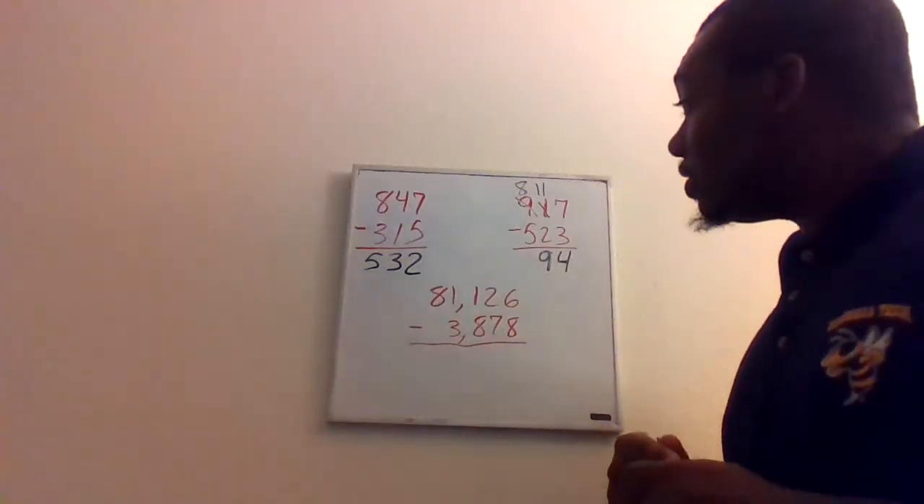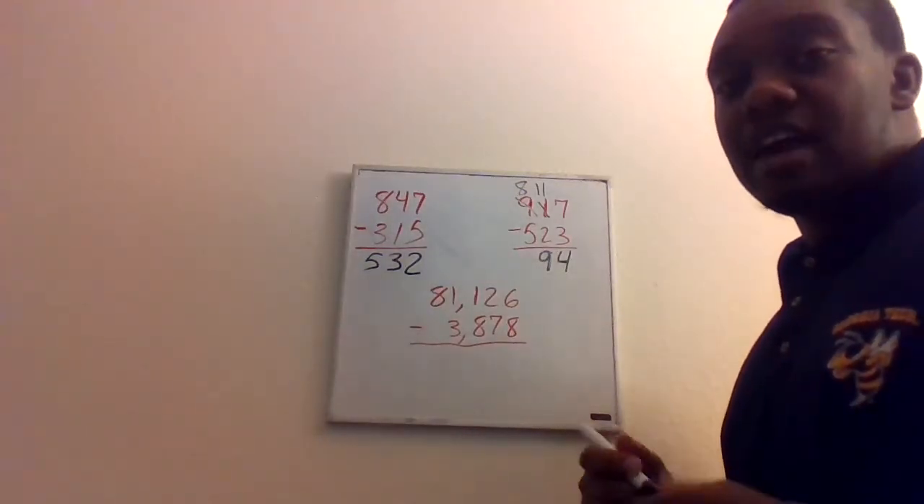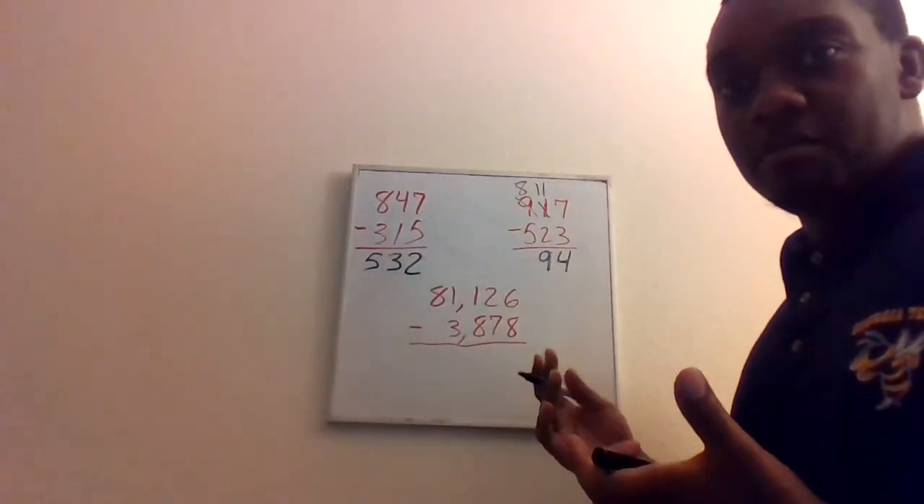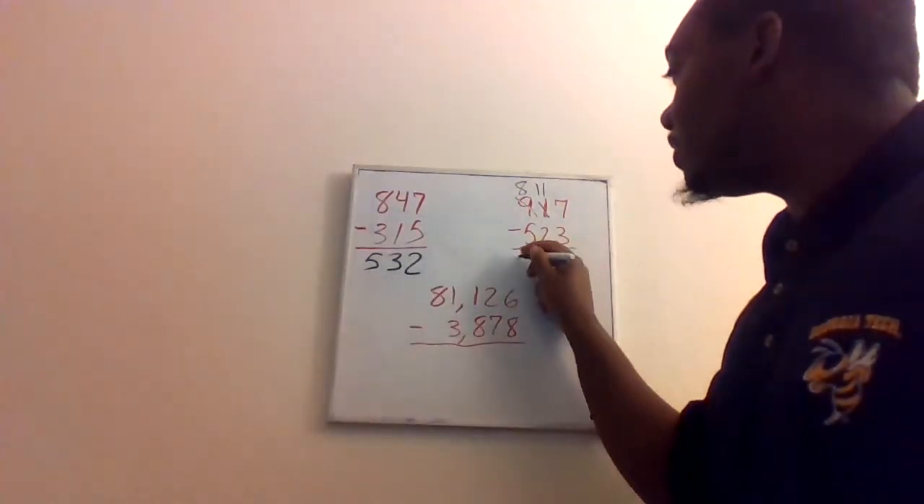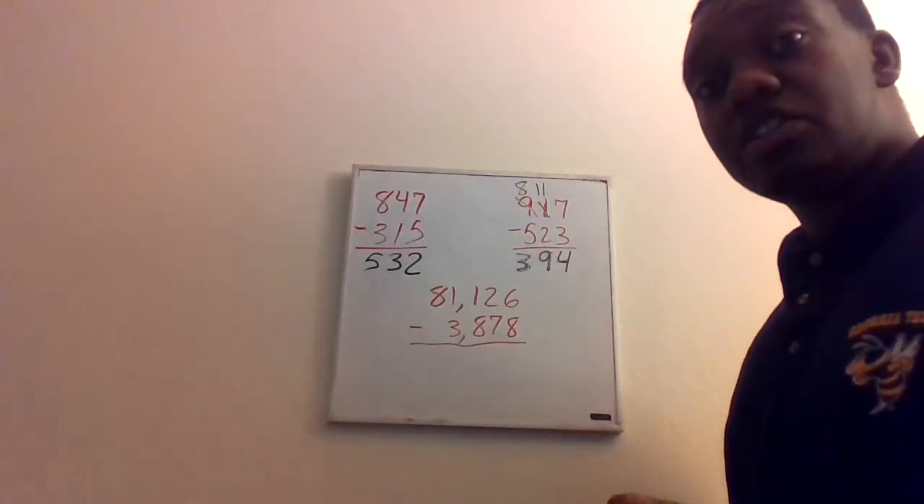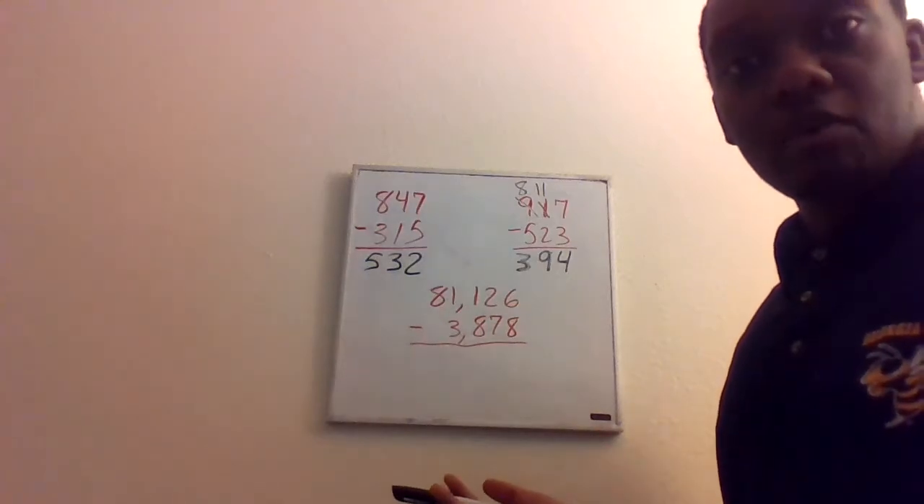Okay, and I can still do the next level as well. I can do 8 minus 5. We've done 8 minus 3 before. Same problem essentially though. So 8 minus 5 is going to be 3, and we end up with 394. Well, we said it would be close to 400, right?